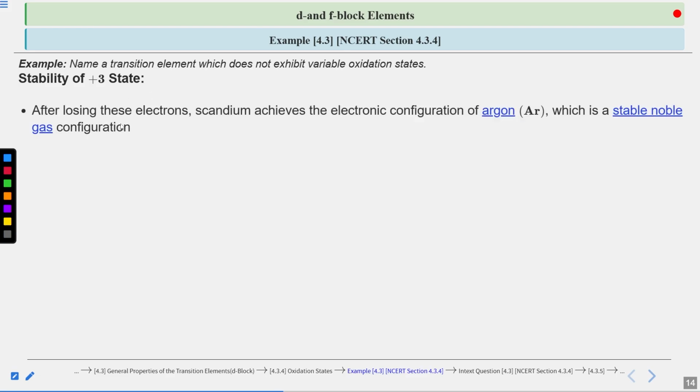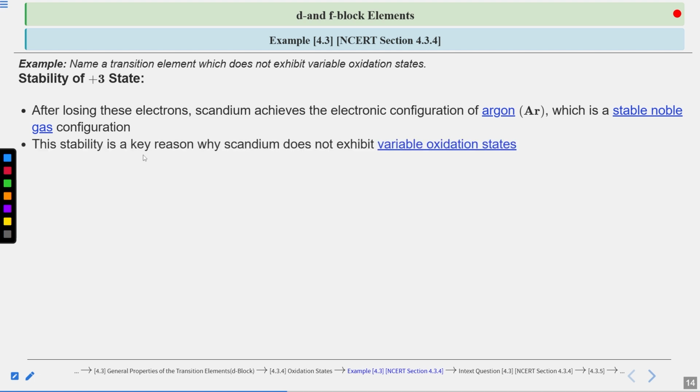Stability of the +3 state. After losing these electrons, scandium achieves the electronic configuration of argon, which is a stable noble gas configuration. Everyone wants to attain a noble gas configuration to achieve stability, okay. So this stability is a key reason that after donating its 3 electrons, it becomes +3 and stable, because it is stabilized by the electronic configuration of argon. This stability is the main reason why scandium does not exhibit variable oxidation states other than +3.